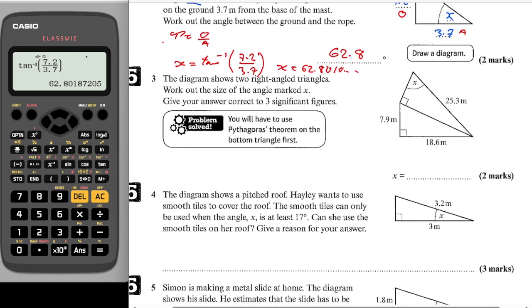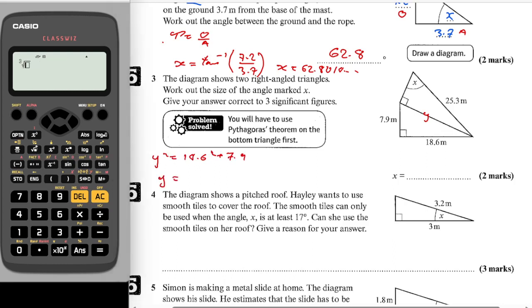Right, question 3. This diagram shows two right-angled triangles. Work out the size of the angle marked with the X. Okay, so for this, we have to work out this distance here, and we're going to use Pythagoras to work that out. So that's the hypotenuse. Y squared is going to be equal to 18.6 squared plus 7.9 squared. So y is going to be equal to the square root of that.